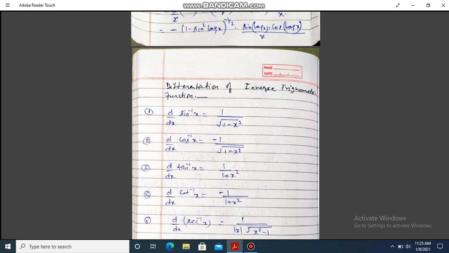So on a screen now you are watching some inverse trigonometric functions and their derivatives.